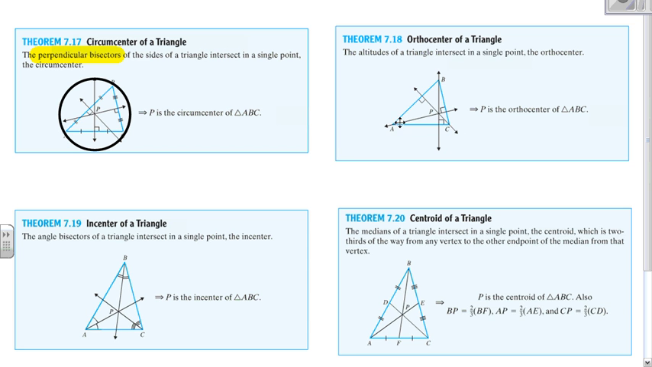If you were to extend the side to draw the altitude, the height, for all of them, they would intersect at point B. So the orthocenter is formed by drawing the altitudes.